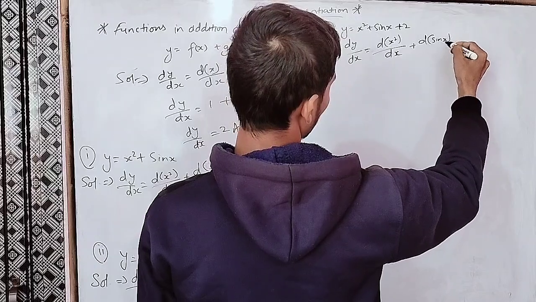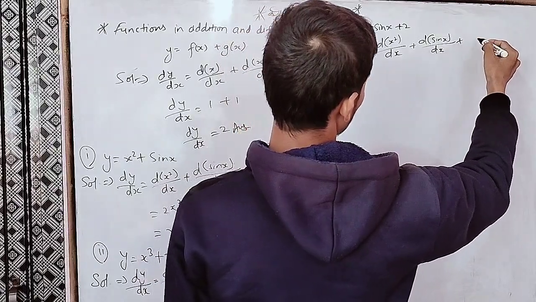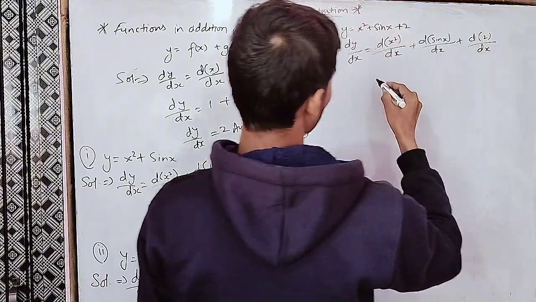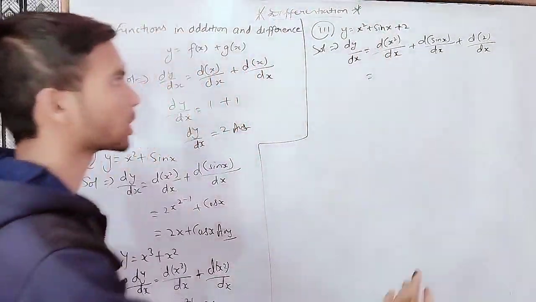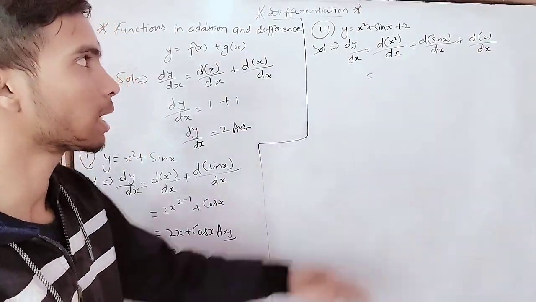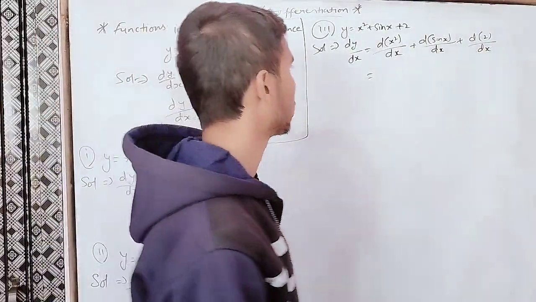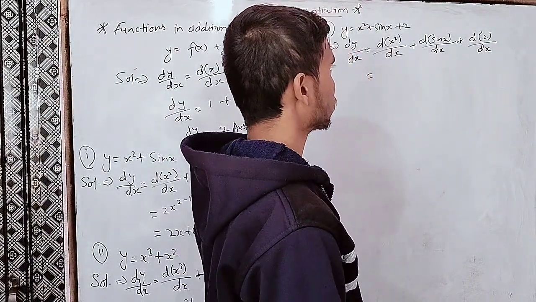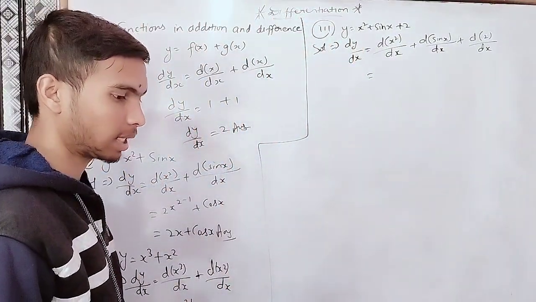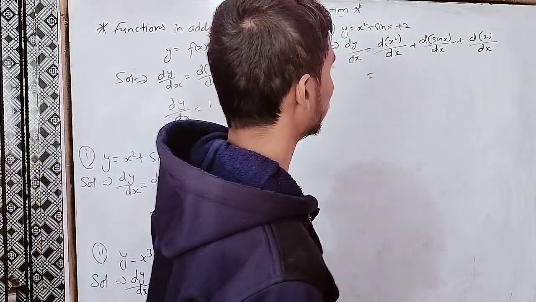Sin x, then 2. Now it is a correct way to write by making it a process, so that we can find out any value with confidence.